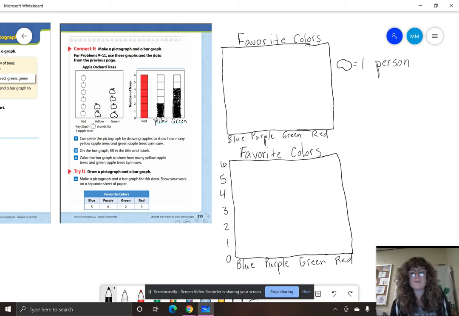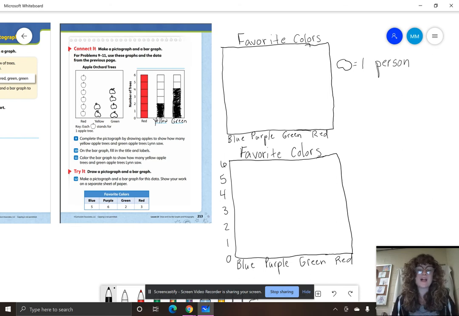All right, let's start by focusing on our pictograph. I have my graphs created. I have my labels. I have my titles. I have my key that says what the paint splatter stands for, one person. I have my scale for my bar graph. All right, I am ready to go. So I'm going to start with blue. How many people said that blue was their favorite color?